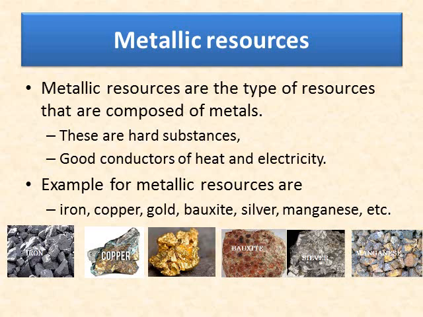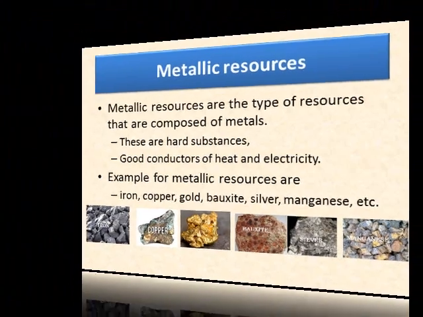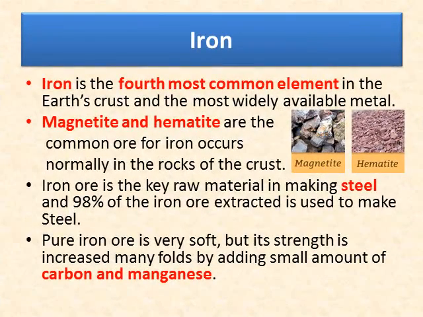Examples for metallic resources are iron ore, copper, gold, bauxite. Bauxite is an ore of aluminium, silver, and manganese. These are the various examples for the metallic resources: iron, copper, gold, bauxite, silver, manganese, etc. We will learn about all these things in detail. Come children, let us learn about iron.